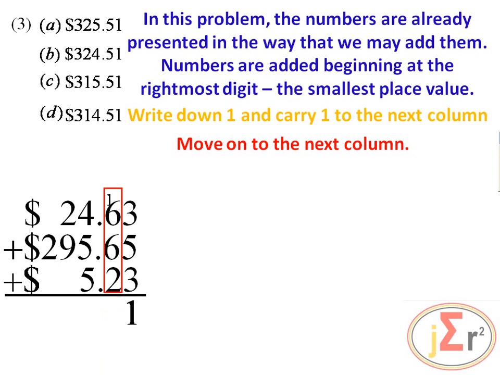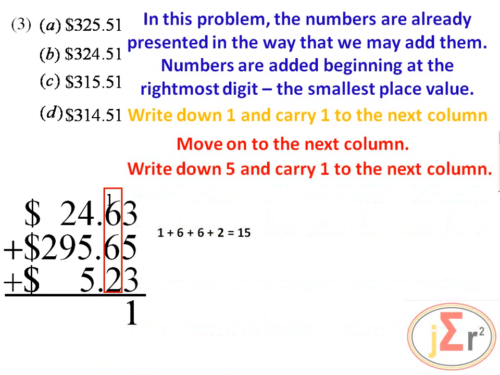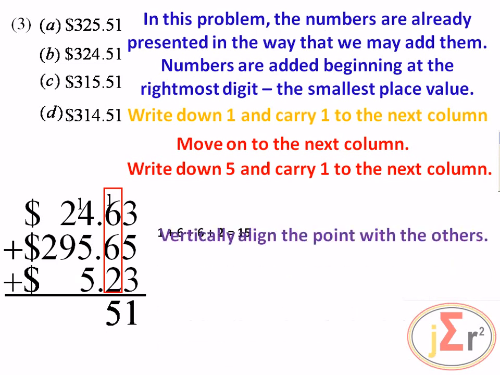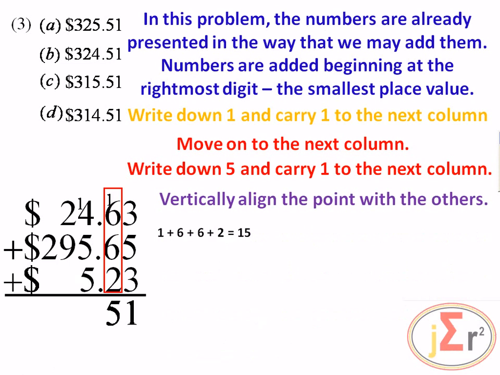So Jerry said that's 15. So 1 plus 6 plus 6 plus 2, and that's equal to 15. Write down 5 and carry 1 to the more significant place value. So do we just add over here, Jerry? No, we put down the decimal point. Oh, right. So he's saying that we need to put the decimal points down. And the decimal point must be vertically aligned with the others. So we will cause the decimal point to be vertically aligned with the others. There we have it.